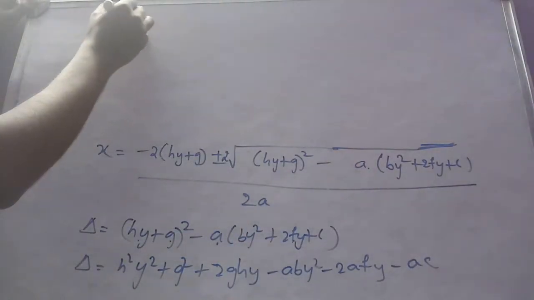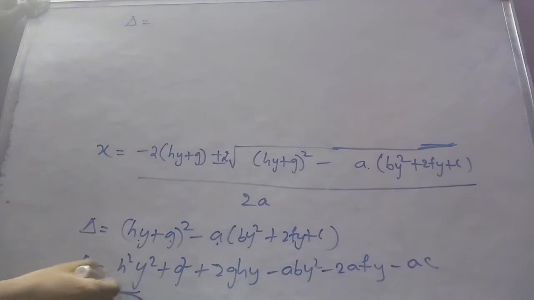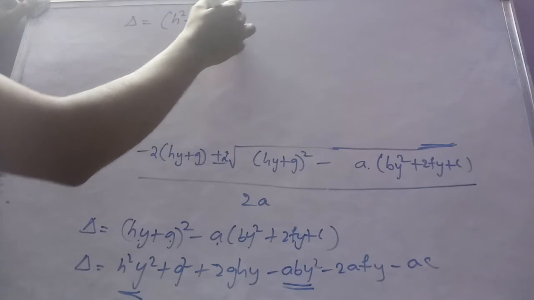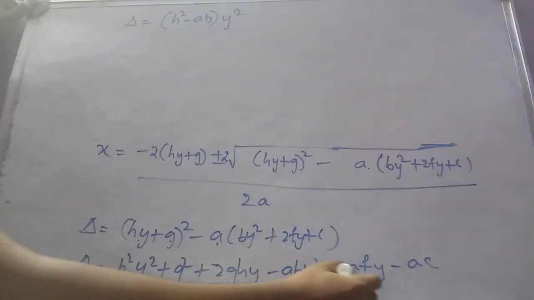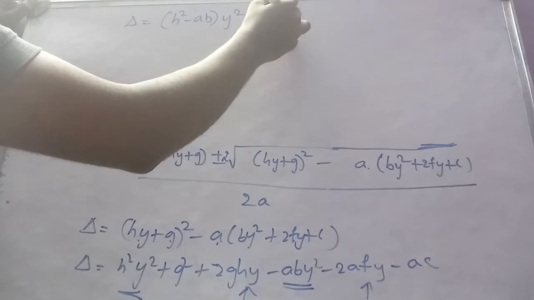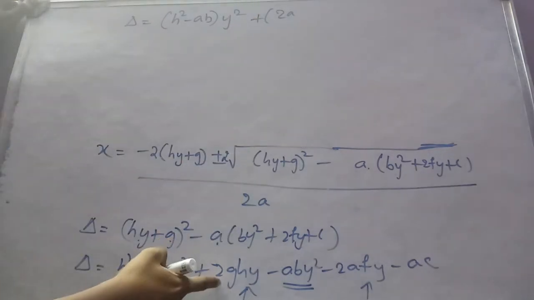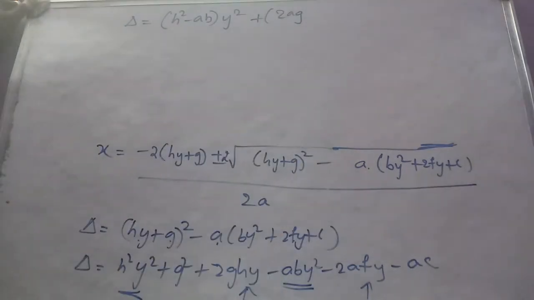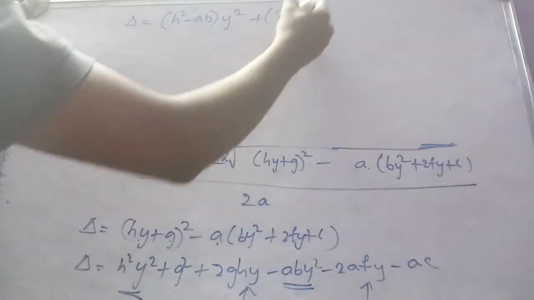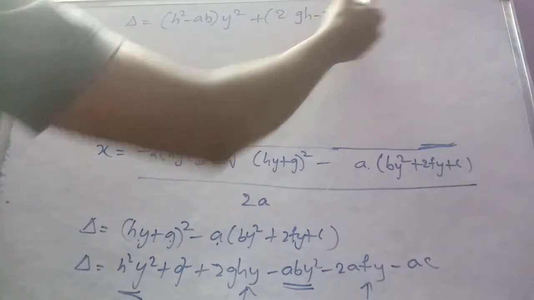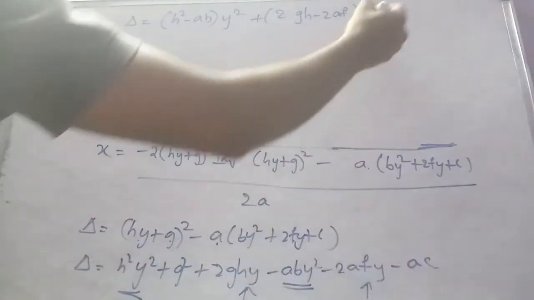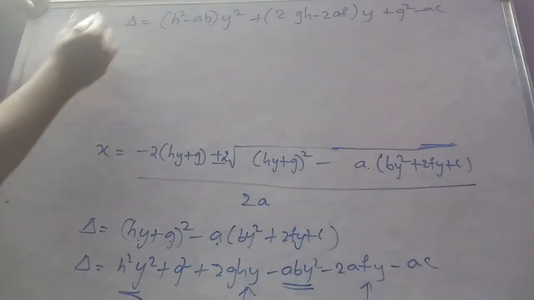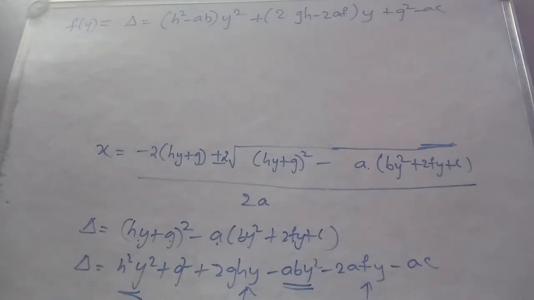So the discriminant delta is what? Here and here we have y square terms. I can write it as h square minus ab into y square. And then here and here we have y terms. I can write it as plus 2gh minus 2af times y, and the remaining comes under constant. That's g square minus ac. So this delta is a function in the variable y.